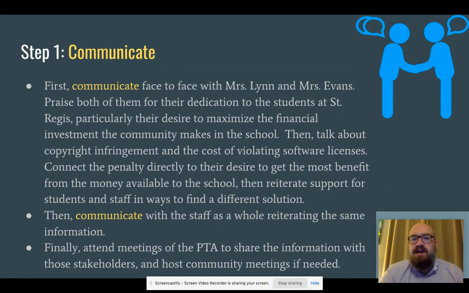Once you've communicated with Mrs. Lind and Mrs. Evans, you want to communicate with the staff as a whole, and you essentially want to have the same conversation again, but just on a broader scale. And then finally, again, taking that same information and broadening your audience. Attending PTA meetings and sharing the information there, and then also hosting meetings with the community as a whole if needed.